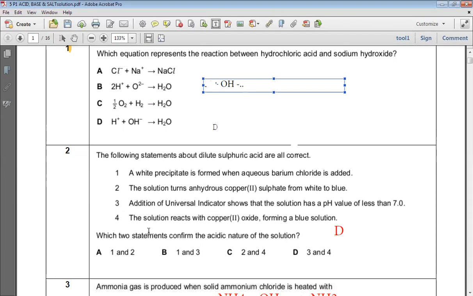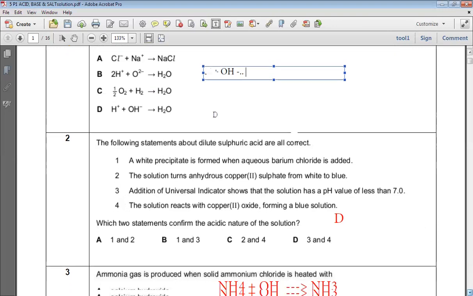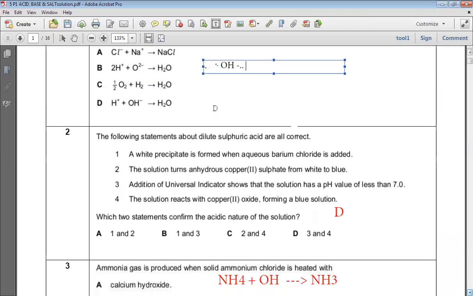It is also right because when copper(II) oxide reacts with sulfuric acid, neutralization occurs, and neutralization occurs between base and acids. All metal oxides are basic in nature except two, zinc oxide and aluminum oxide. They are amphoteric in nature. So statements 3 and 4 are correct for the acidic nature of H2SO4. Keep this in your mind: all statements are correct, but acidic nature is shown by statement 3 and statement number 4.